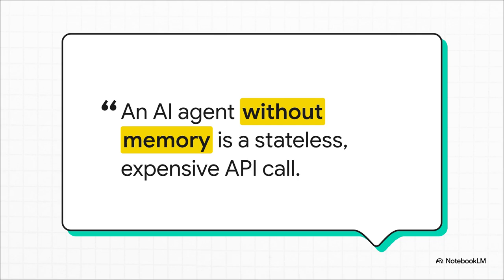An AI agent without memory is really just a stateless, very expensive API call. That's it. It forgets everything the second a task is done. It can't learn, it can't personalize anything, and it definitely can't handle complex, multi-step jobs. Memory is what transforms it from a simple tool into a true agent.